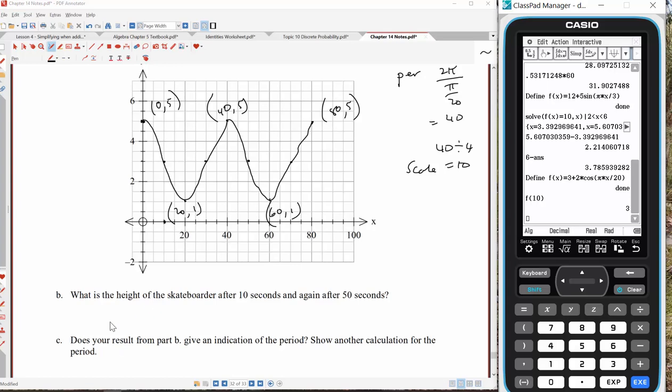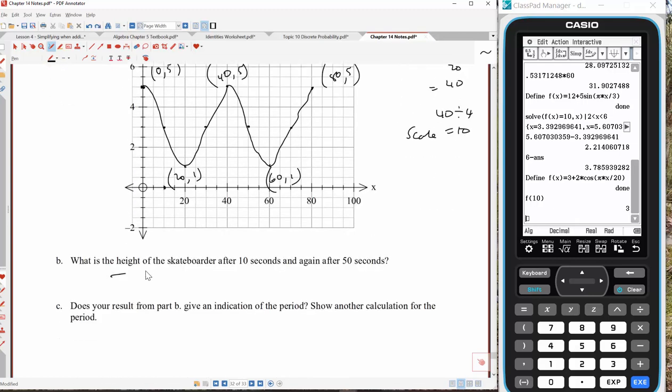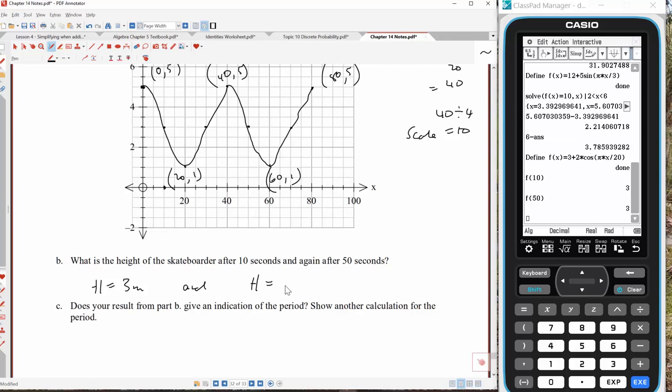So we're going to say, what's the height of the skateboarder after 10 seconds? T is equal to 10, height is equal to 3 meters, and let's do f of 50, which is also 3 meters, at 10 seconds and 50 seconds respectively.